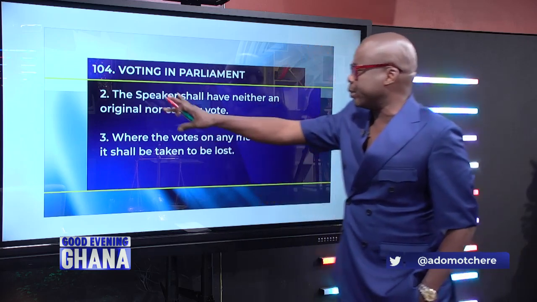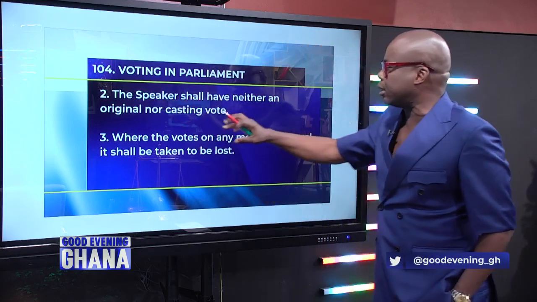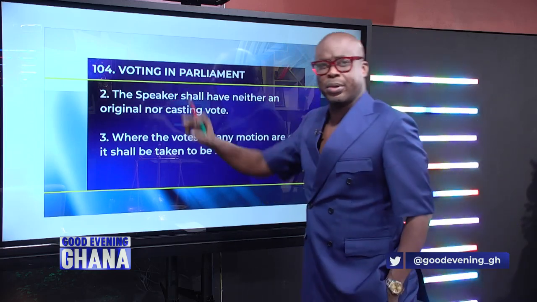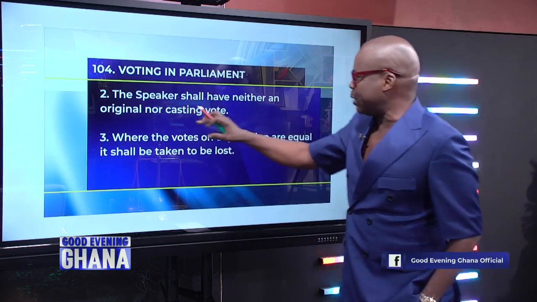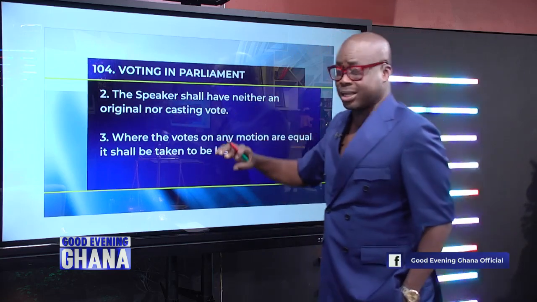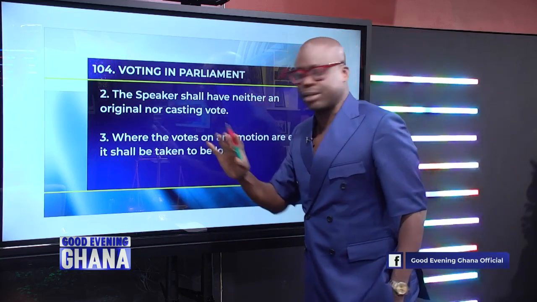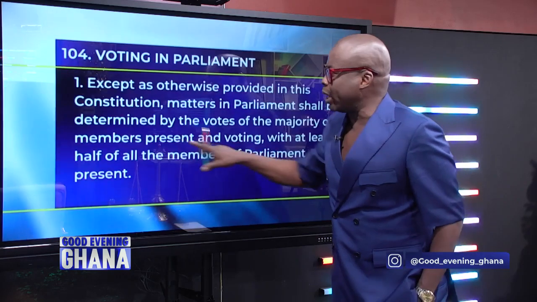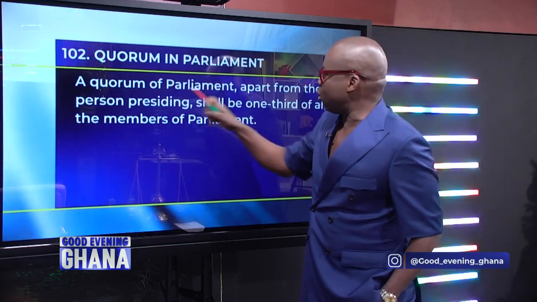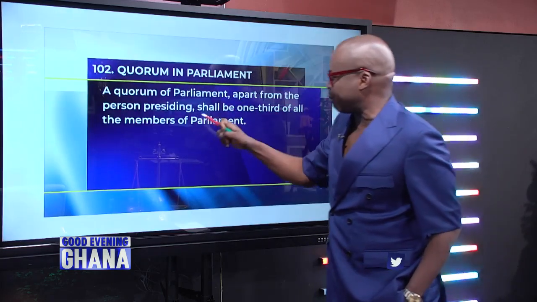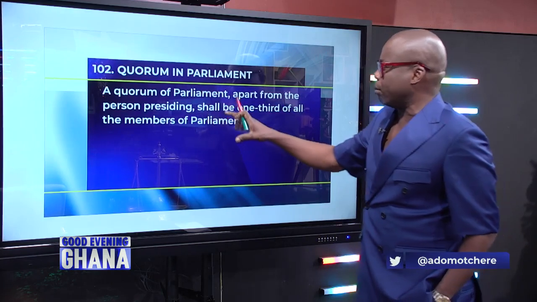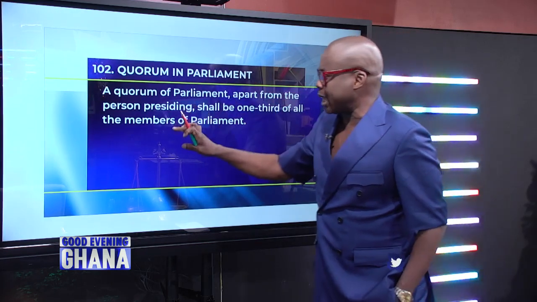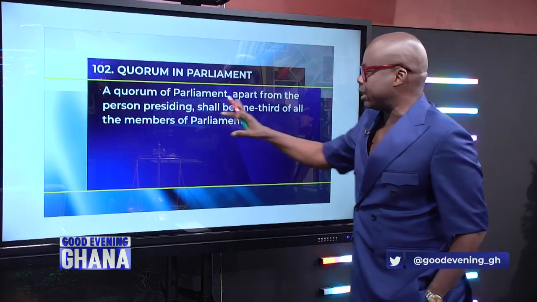If you read it again, you see that the Speaker shall neither have an original nor casting vote. So if you replace the Speaker with deputy speaker, it should read, a deputy speaker shall neither have an original nor casting vote. But the MPP's argument is that no, because in the counting process, in the counting for a quorum, it says a quorum of Parliament apart from the person presiding. So in the count of a quorum, the law excludes the person presiding. In saying the person presiding, the law doesn't say Speaker. It says the person presiding.